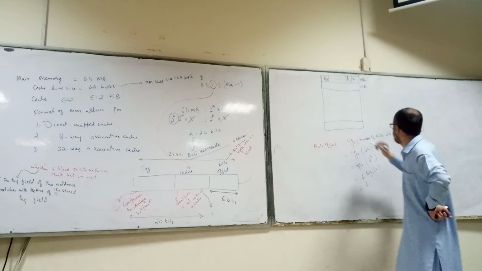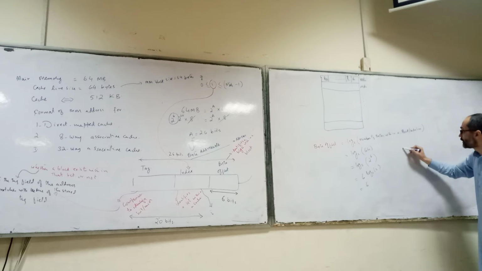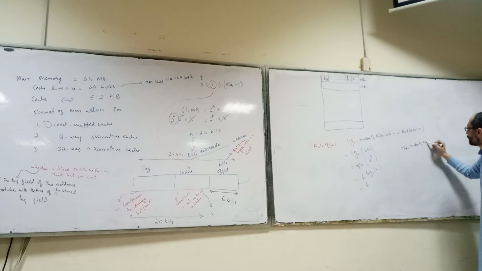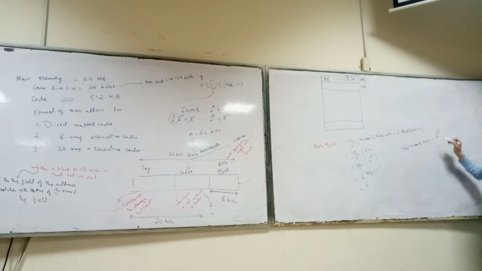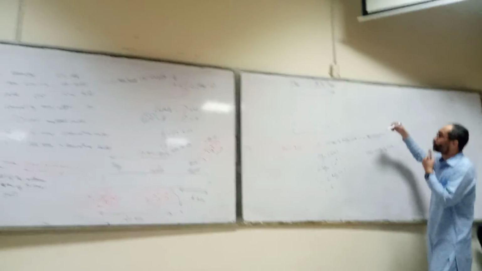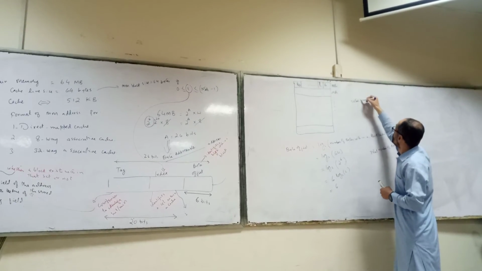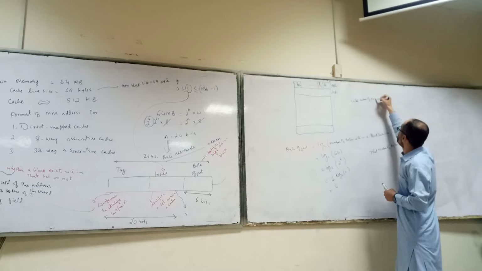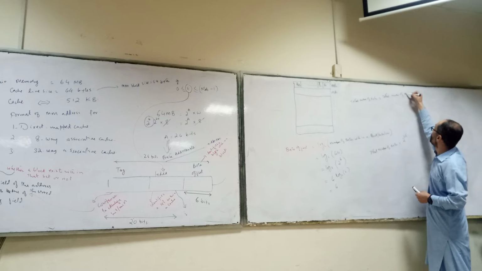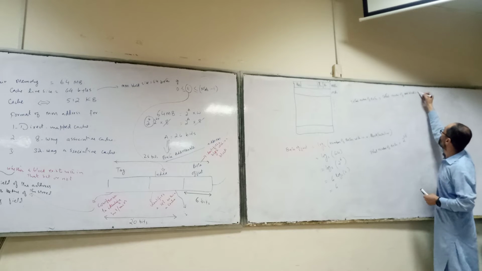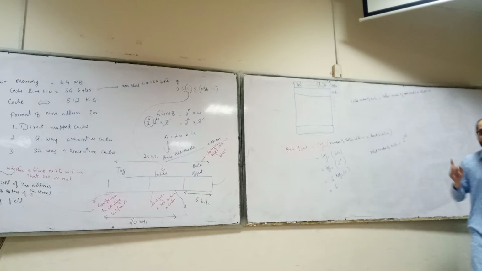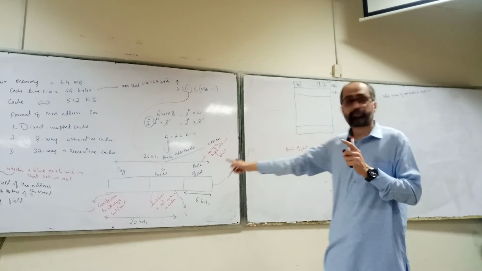If you calculate the total number of bytes, it is equal to 2 to the power 26. How can you calculate the total number of bytes? The total number of bytes is equal to the total number of main memory blocks multiplied by the block size.